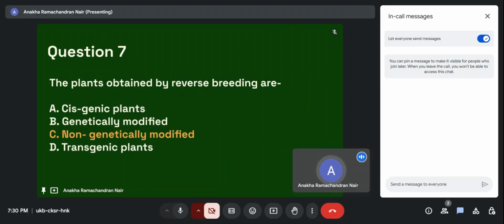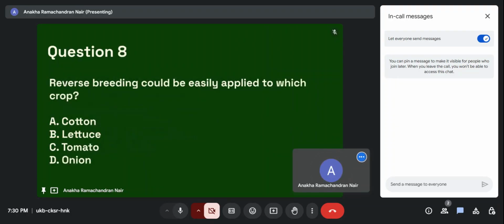So if there are no doubts, let's move on to question number 8, which is: reverse breeding could be easily applied to which crop? There are four options given to you: cotton, lettuce, tomato, and onion. And the correct answer, let's see what that is. The correct answer is reverse breeding could be easily applied to onion.